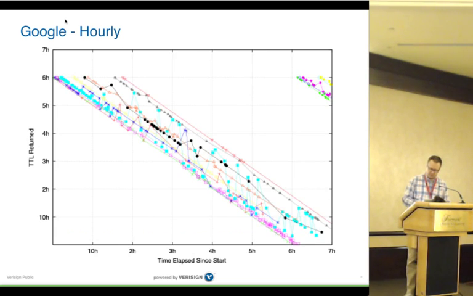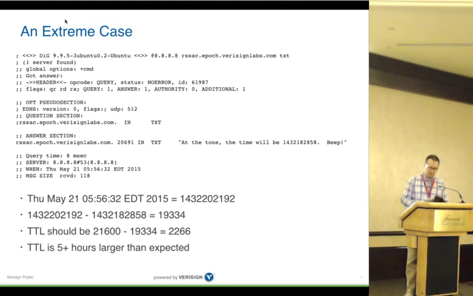I've got a little bit of a zoom in here. This is actually the first 7 hours of this experiment. I apologize, this should say 1 hour instead of 10 hours. But there's something else funny going on here where rather than nice straight lines, we see a lot of variation. And I don't have a good explanation for that, but I have an extreme example from the logs.